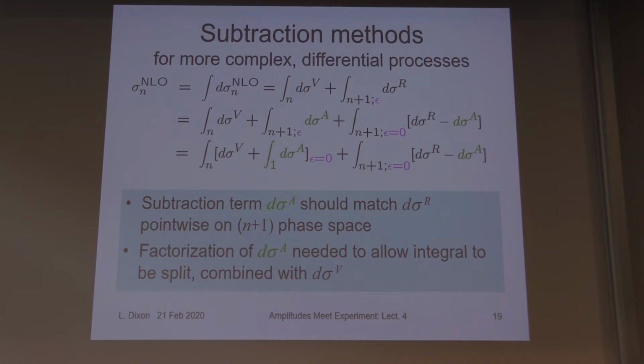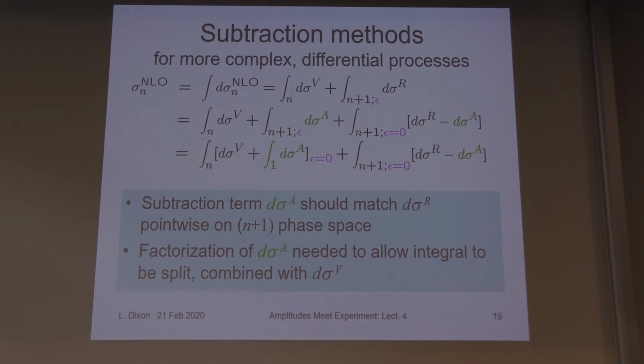In any event, you can divide the structure of the next to leading order cross-section into two pieces: the virtual term, which includes the interference of the one-loop amplitude with the tree amplitude, and the real radiative term, like the one we were just treating analytically for Drell-Yan. And then what you want to do is subtract off some approximation d sigma A and put it over here. And ideally, you can do all of these integrals analytically.